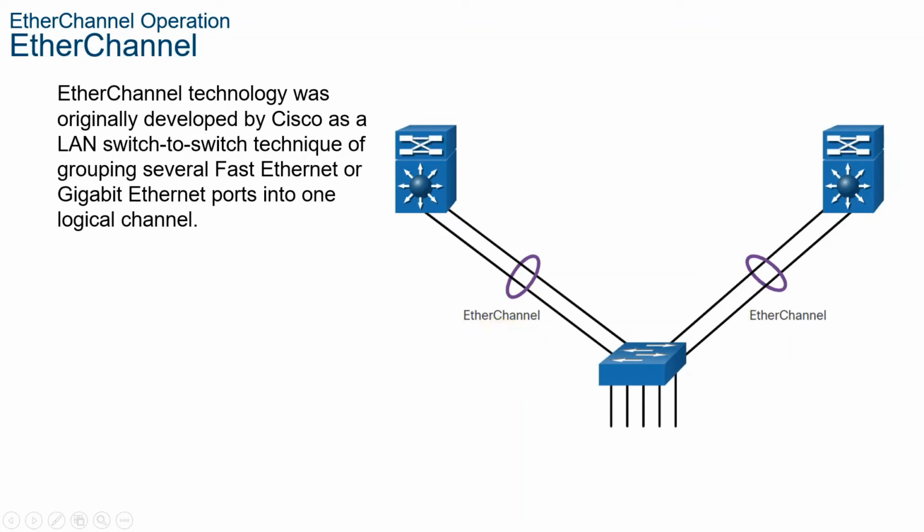EtherChannel technology was originally developed by Cisco as a LAN switch-to-switch technique of grouping several Fast Ethernet or Gigabit Ethernet ports into one logical channel. When an EtherChannel is configured, the resulting virtual interface is called a port channel. So the physical interfaces are bundled together into a port channel interface as shown here in the figure. If you have seen this symbol here, it means that we have bundled these two physical interfaces here, and this forms an EtherChannel.